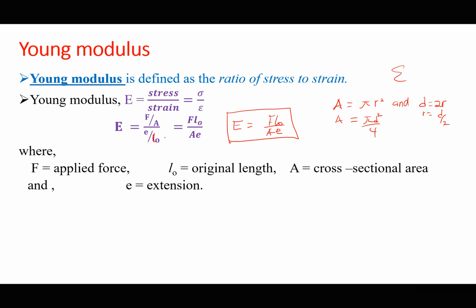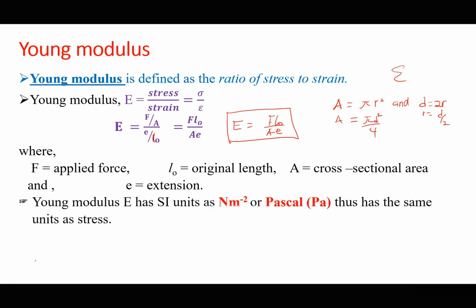Young modulus would have the same units as stress because strain has no units, and to find Young modulus we are dividing stress by strain. That means the units of Young modulus are the same as the units of stress, which are the same as the units for pressure: newtons per meter squared. And of course, this is the same as the pascal. So they have the same unit as those of stress.